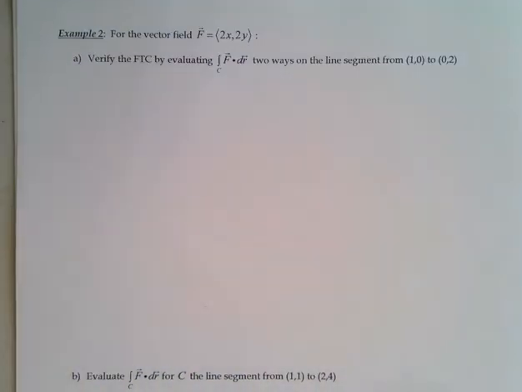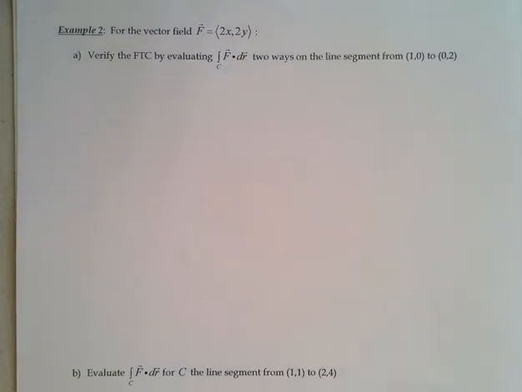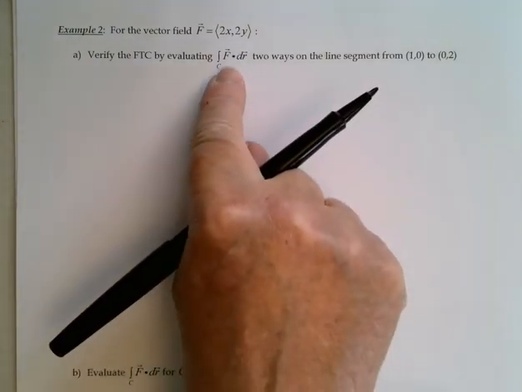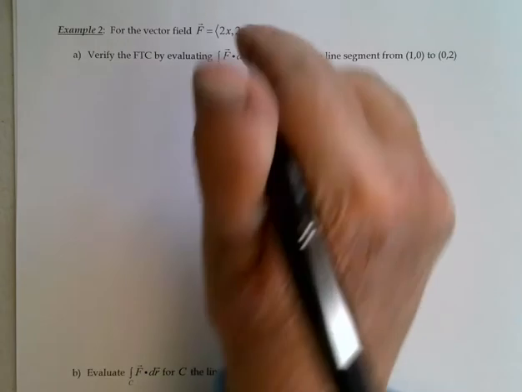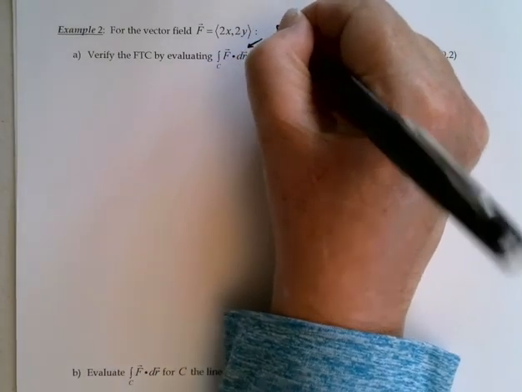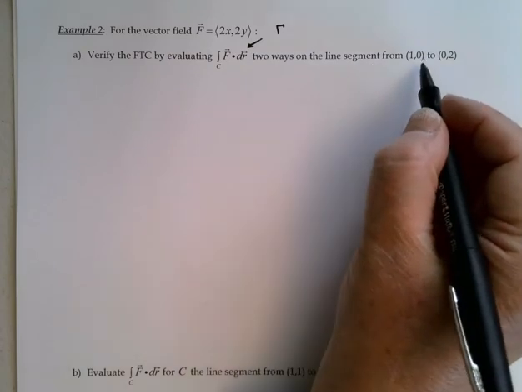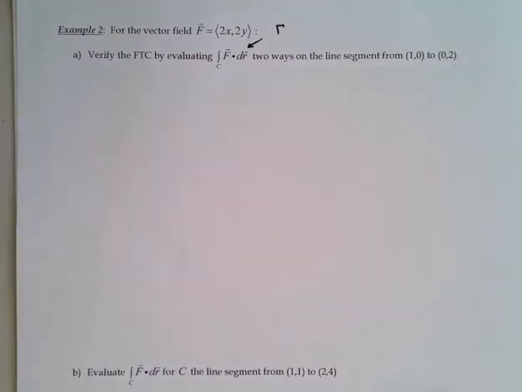In example 2, we have the vector field F, which is 2x, 2y, and our goal is to verify the fundamental theorem of calculus, which I didn't prove to you, so we're going to verify here just for this specific example, by evaluating F dot dr. Notice that's just another form of the circulation integral. Two ways, on the line segment from (1, 0) to (0, 2).